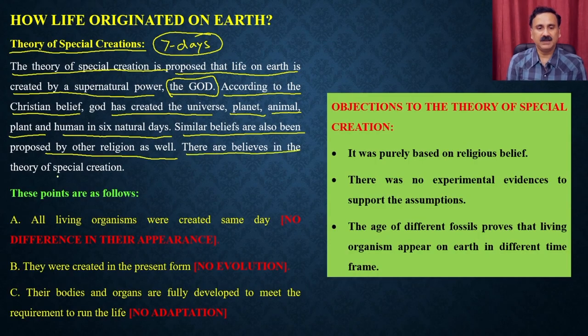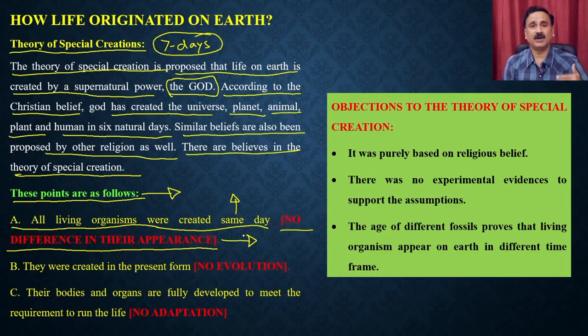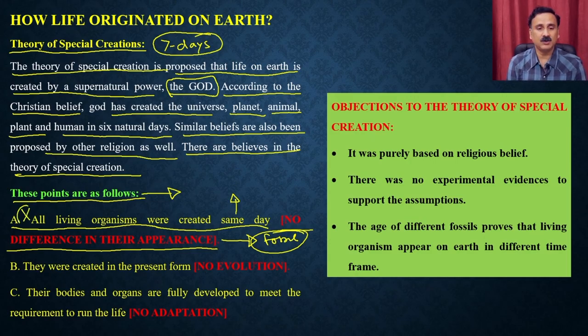Okay, so there are beliefs in the theory of special creation, but these are the points proposed by this theory, and then there are the contradictions. It says that all living organisms were created on the same day, because if it was created by God, it could have been created on the same day, right? But if they were created on the same day, there should be no difference in their appearances. And we all know that there is a gradual appearance of these animals, right? Because if you go by the fossil data, the fossil tells you the age of that particular organism, and the ages of different organisms, how they appeared on the earth, are very different. So that is not going to be applicable.